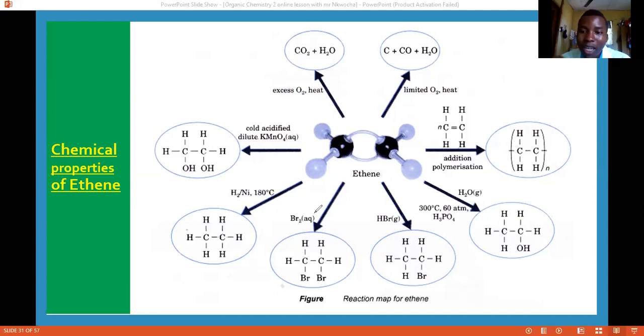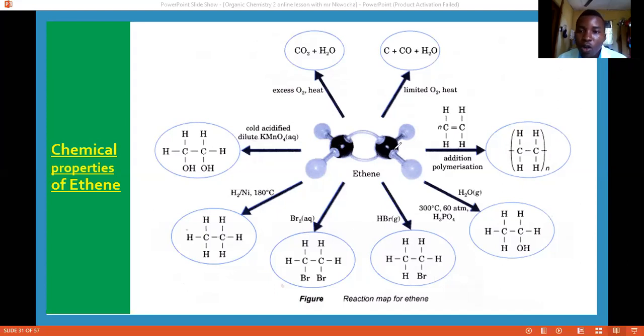Our activity for today is that for every one of the reactions, we will try to name the products. So please ensure that you get your pen or screenshot it so that you can also get to know the names of these products, because this chart does not show the names, only the structures of the products.